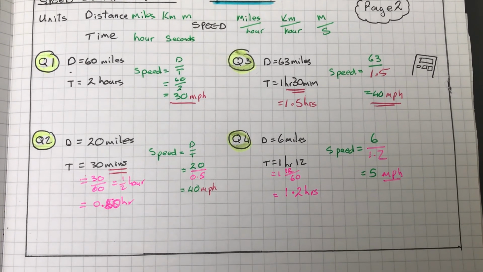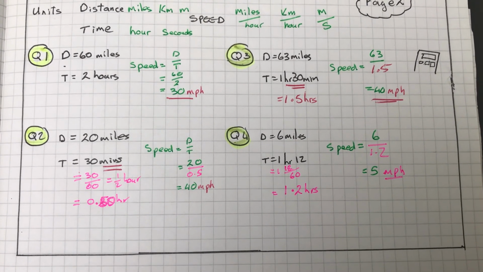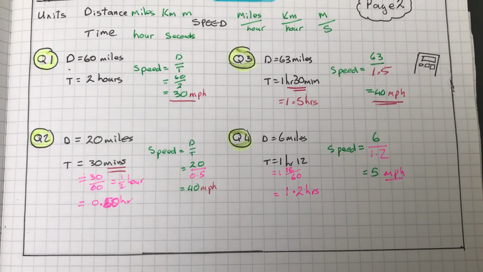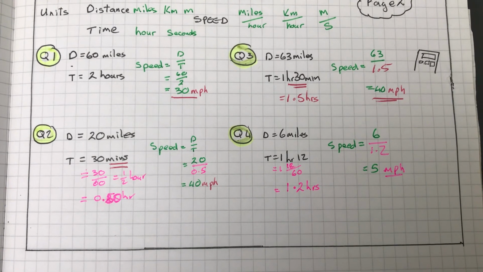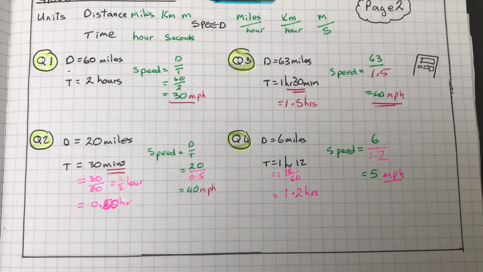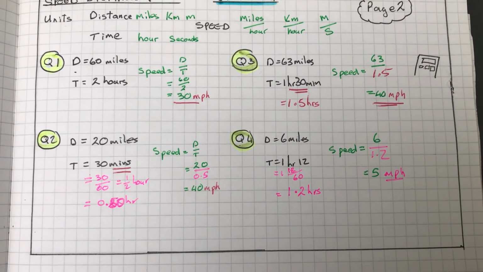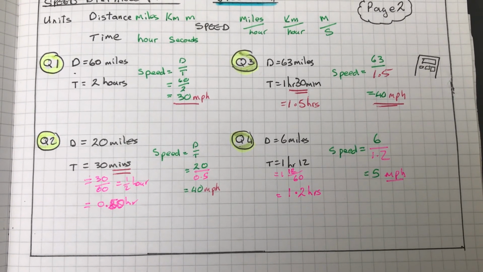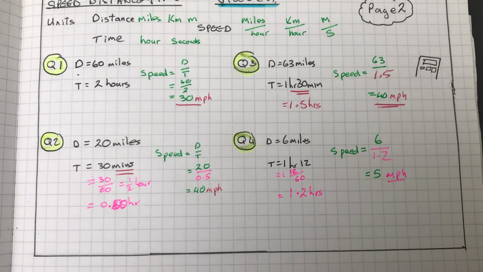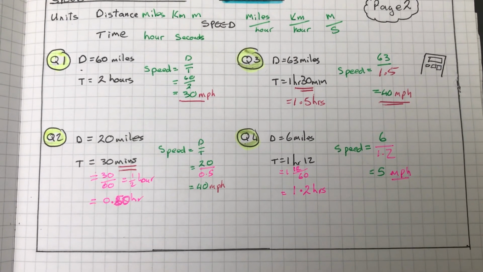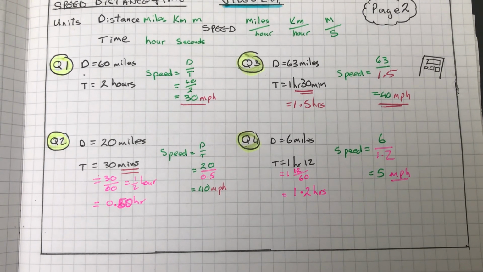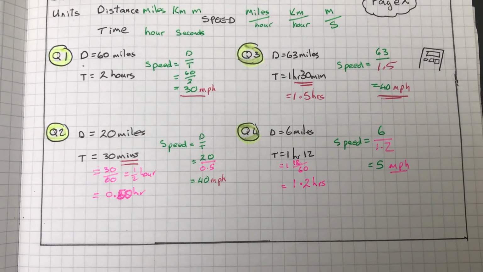And question 4. Numbers are a little bit uglier. Distance, 6 miles. Time, 1 hour 12 minutes, really messy. 12 minutes is 12 over 60, which is 1/5 or 0.2. So the time is 1.2 hours. 6 miles, 1.2 hours. Now I can substitute in. 6 divided by 1.2 gives me 5 miles per hour. Please remember your units.